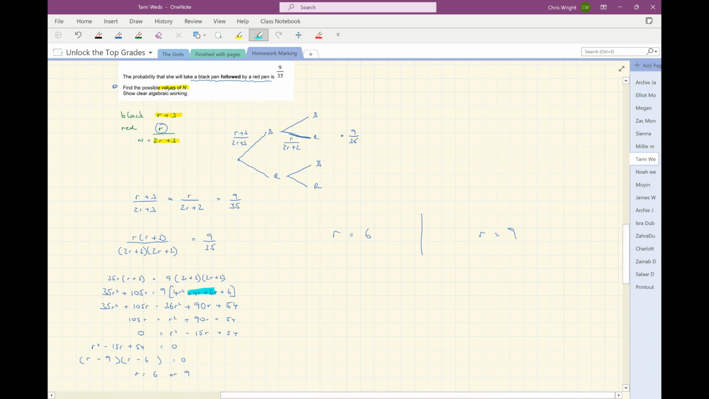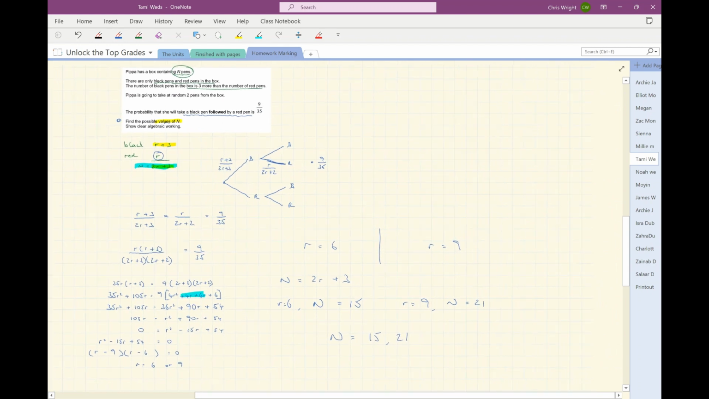Well, N is the total number of pens, so N was 2R plus 3. So if R is 6, then N equals 12 plus 3 is 15. Or if R is 9, then N is 2 nines are 18 plus 3, 21. So my two values of N are 15 or 21. And that is the end of that question.